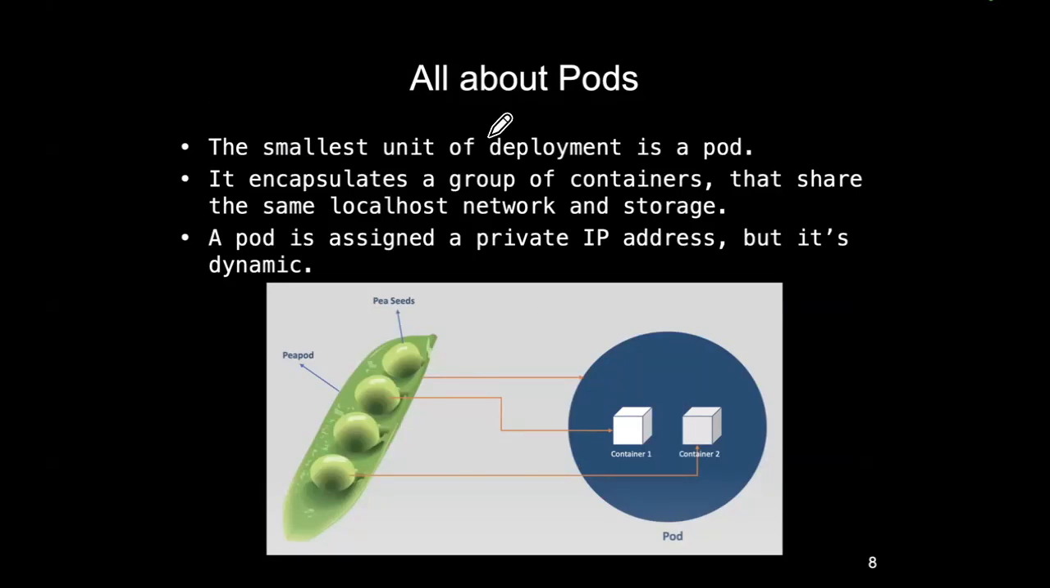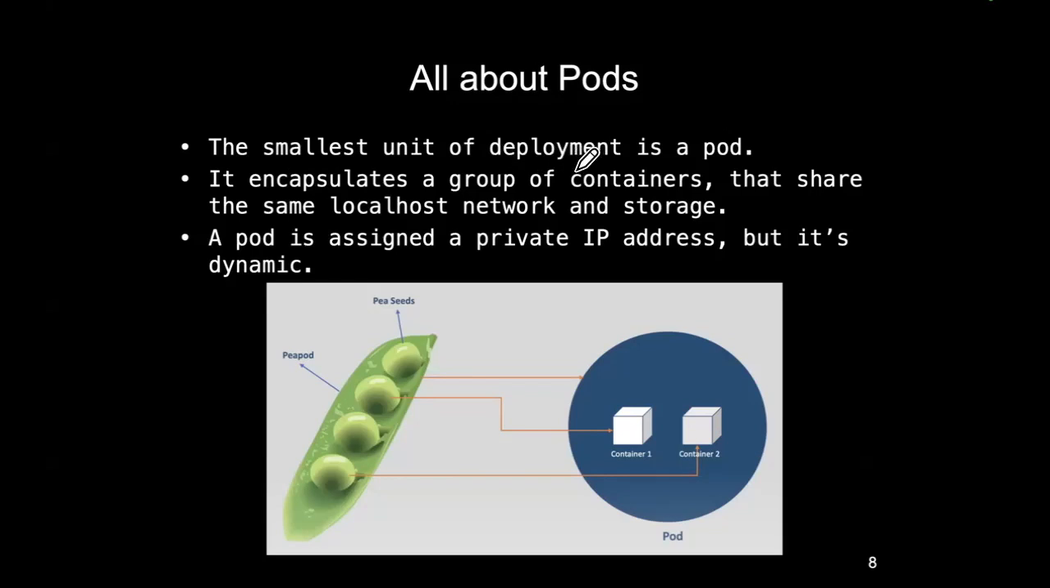It has a single container within it. But in general, a pod could have more than one container in it. That's kind of the point, really. That's why the Google people don't talk about containers, they talk about pods. So the smallest unit of deployment is a pod. It encapsulates a group of containers. So technically, there can be more than one container in a pod.